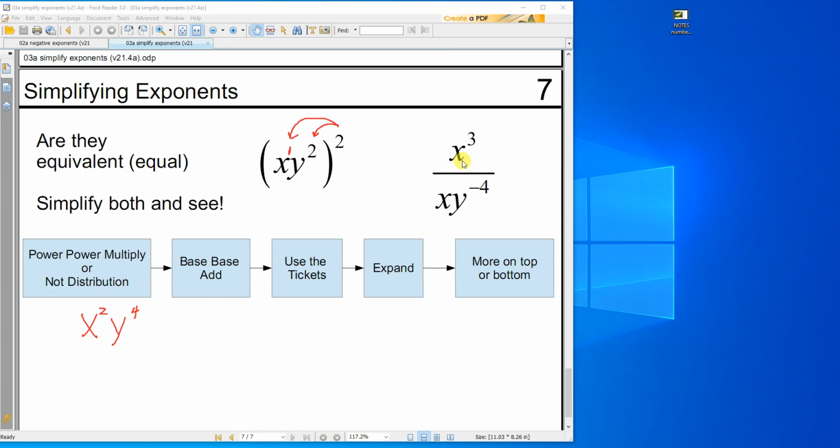Over here, there's no power to a power, there's no base, base, but there's a ticket. So let's bring that y up to the top. So I'm going to have x to the 3rd, y to the 4th, over x to the 1st. So I used up my tickets. I could expand it. Let's expand it out. This is going to be x, x, x, y, y, y, y over x. More on top or the bottom. Well, I've got x squared on top and y to the 4th on the bottom. And look, are these equivalent? Yes, they are equivalent. Equivalent meaning equal. So simplify them both, and then see if they're equal.